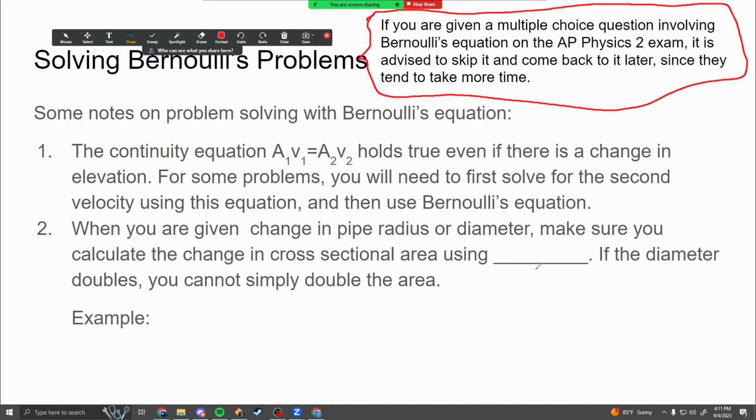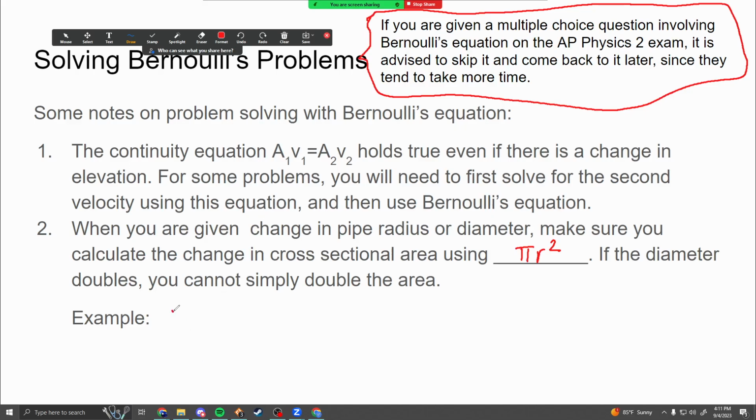When you're given the change in pipe radius or diameter, make sure you actually calculate the change in cross-sectional area. So remember, cross-sectional area for a pipe is pi r squared. And then if the diameter doubles, you simply cannot double the area. It would be increased by a factor of 4, okay?